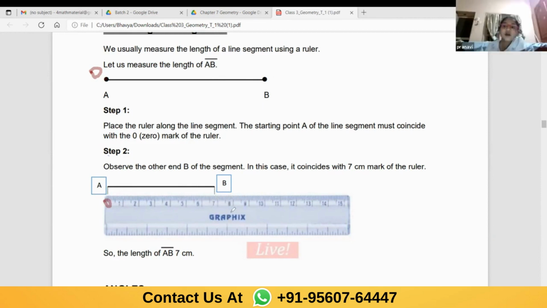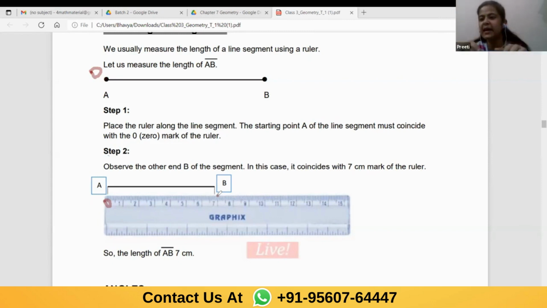Okay, ma'am. In this scale also, there is nothing written as zero. Okay, so what is at the starting point? Nothing is written, ma'am. It is only written as CM. Yeah, so that CM is 0 point only.